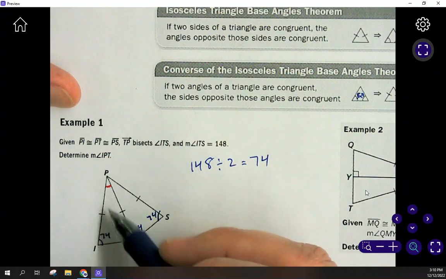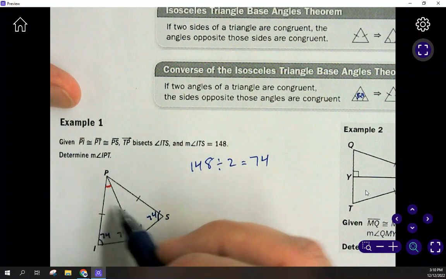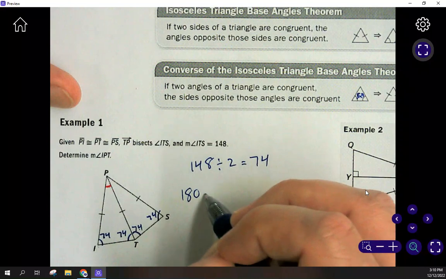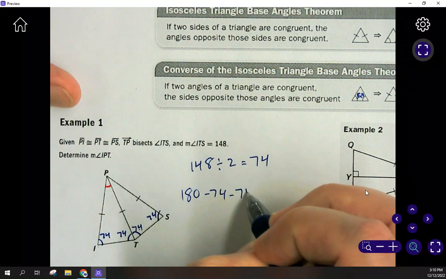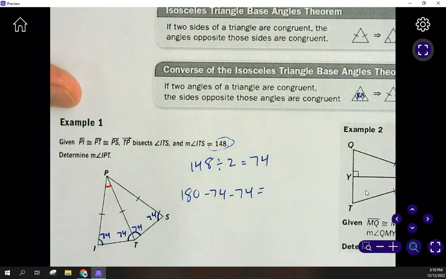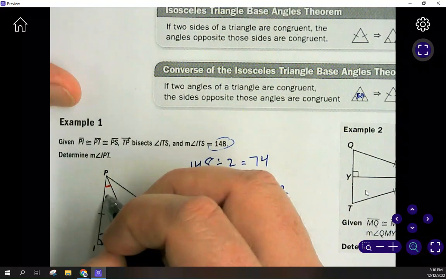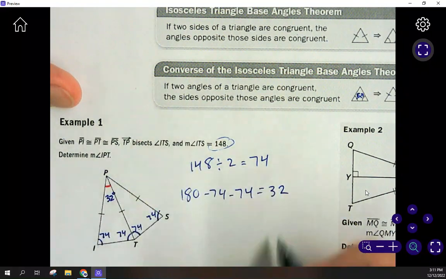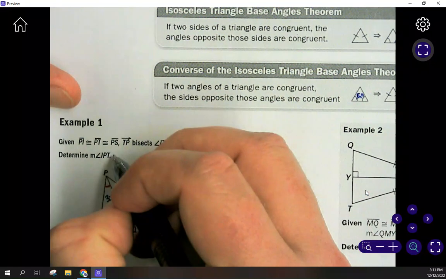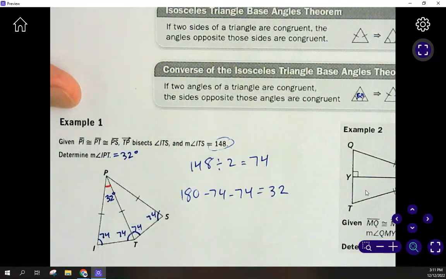We know that the three angles of a triangle equal 180. I've already got two of them, so just subtract these from 180 and you'll have your missing angle. So we're going to minus 74 twice, or you could put them together and it would be 148 that you're subtracting from 180. And that ends up equaling 32 degrees. So the measure of IPT is 32 degrees.